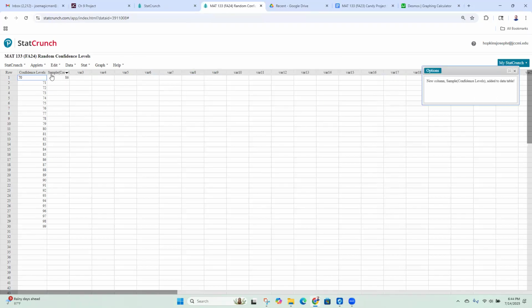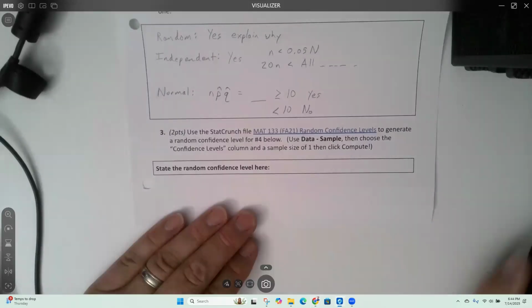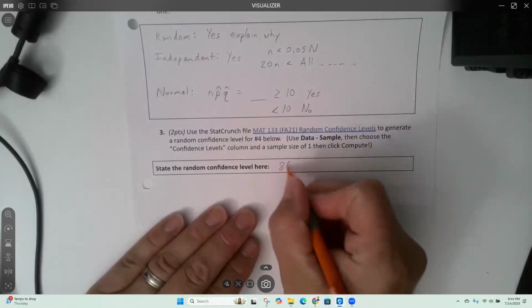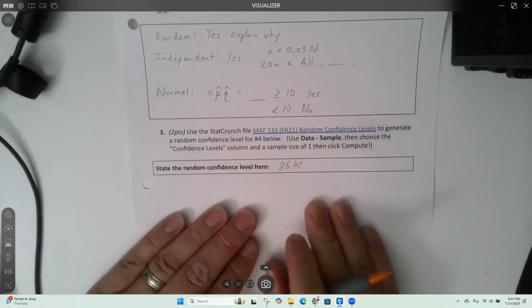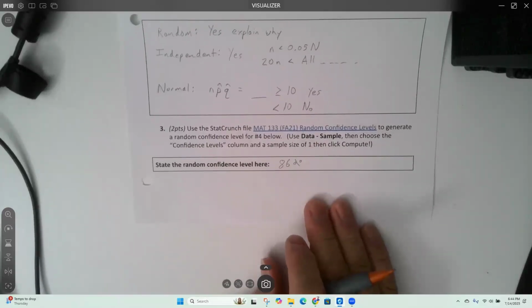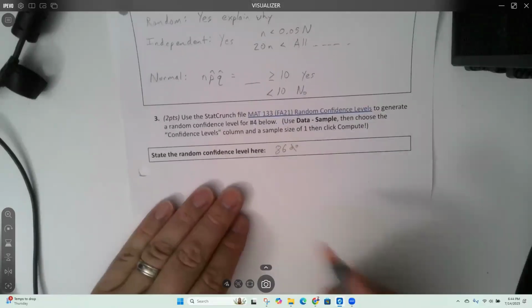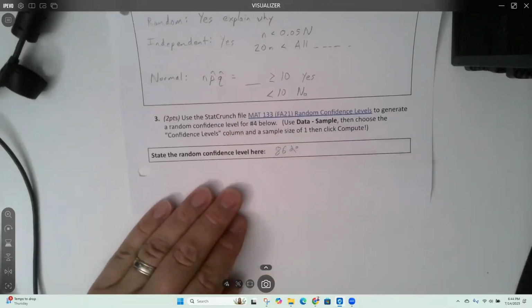And whatever number it gives you right here, that's going to be your random number that we're going to use. So mine is 86. So I'm going to use 86% right here. And yours is going to be different, so whatever confidence level you got there is fine.